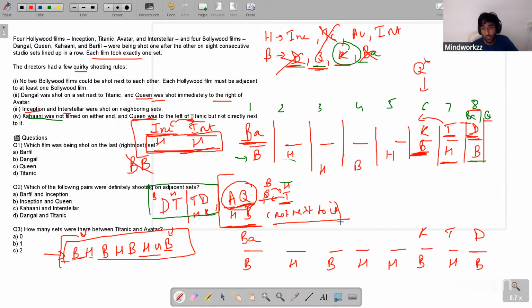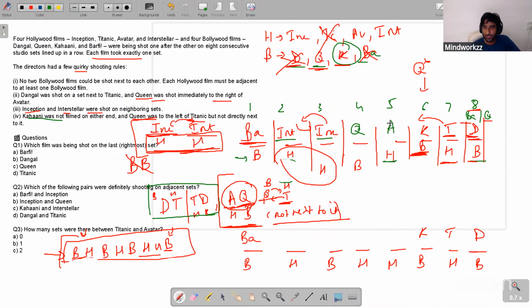Now if these two are Hollywood films, then this has to be either Interstellar or Inception. That is necessary. Interstellar Inception or Inception Interstellar. This can be interchanged, because we know they are neighboring, but was Inception on the left or on the right? We don't know yet. So it could be interchangeable, but we are not looking at that right now. What we are instead looking at is what are the possible options. So Interstellar, Inception, this Bollywood only one can come, Queen, and the only Hollywood film left here is Avatar.